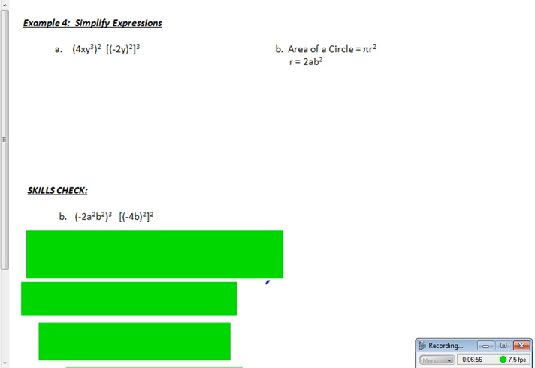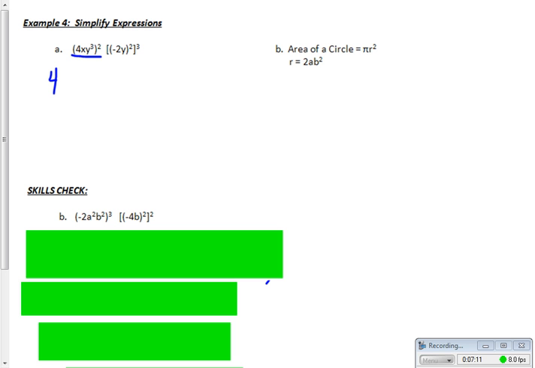Using product of powers and power to power, we're going to go ahead and simplify a few expressions here. So we're going to go ahead and work these out. Example A, we are multiplying these two monomials together. First thing that I would tackle is this right here.